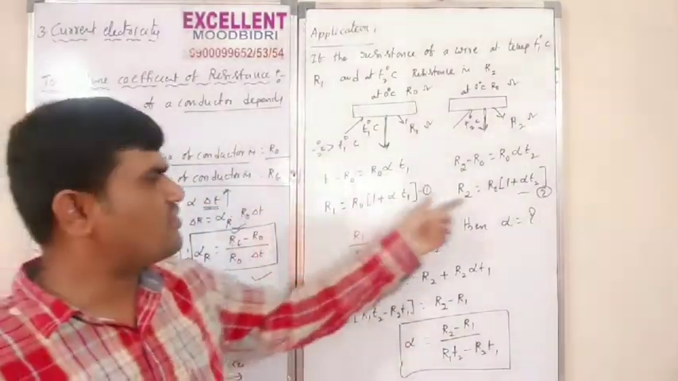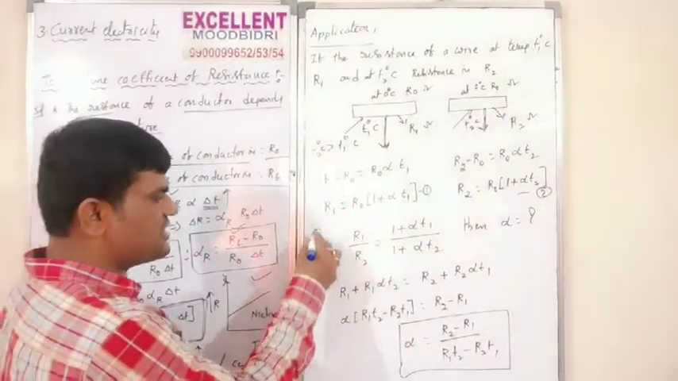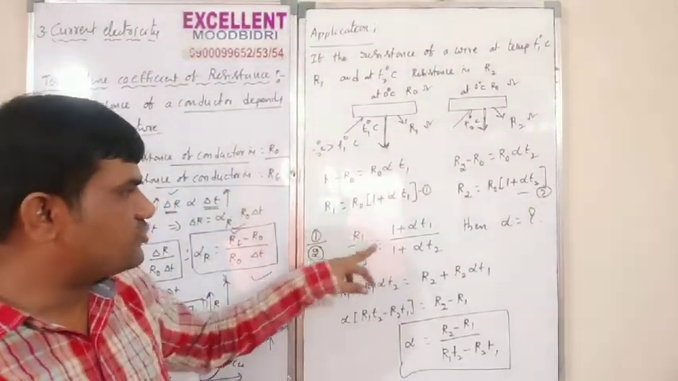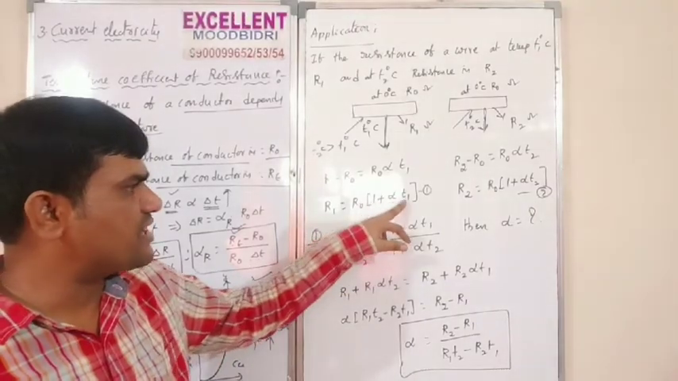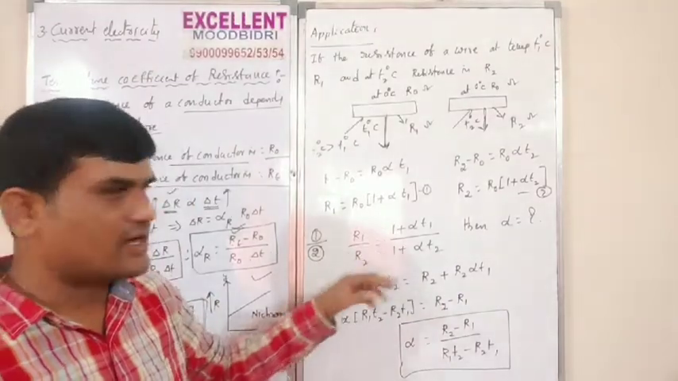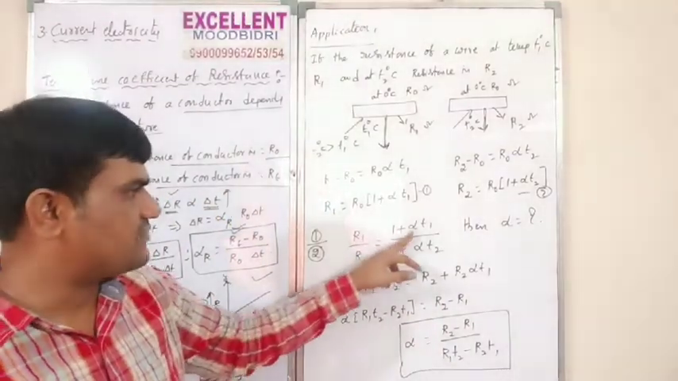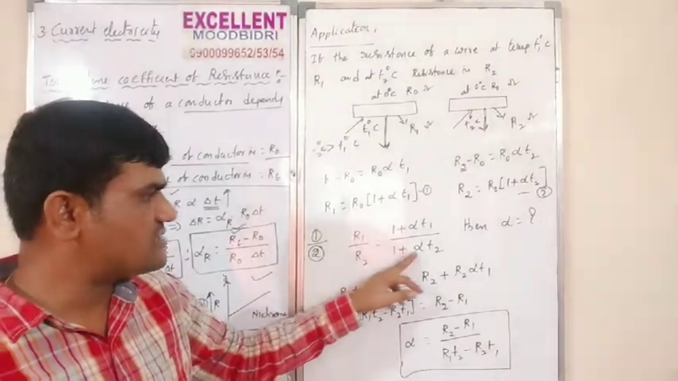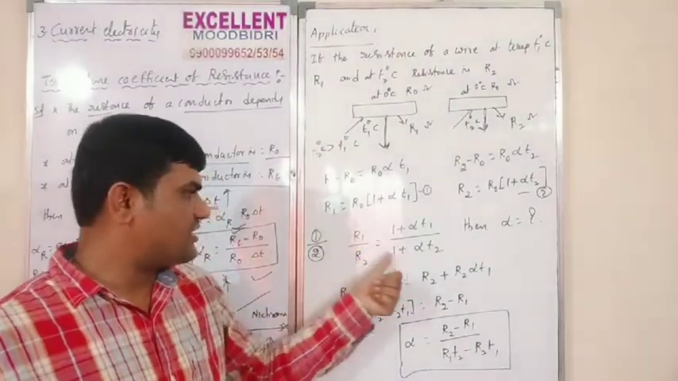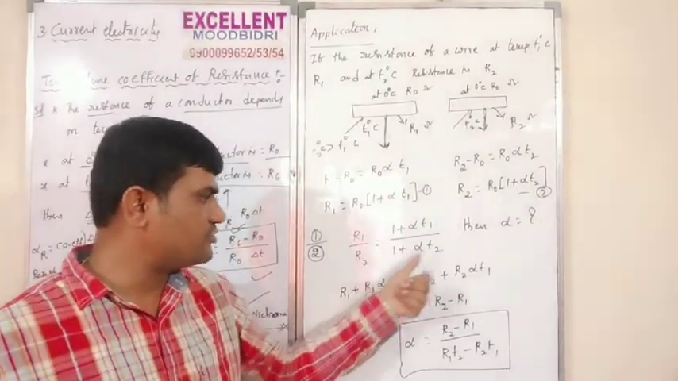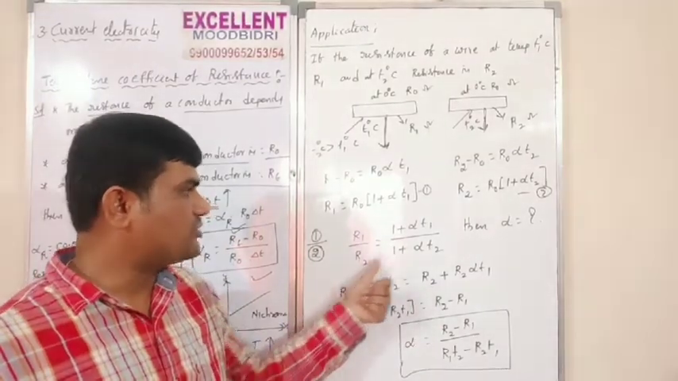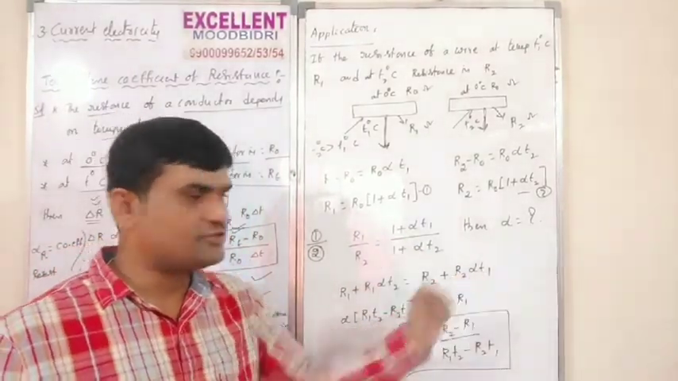Therefore, from equation 1 and 2, we will do equation number 1 divided by equation number 2. So R1 by R2 is equal to R0 into 1 plus alpha into T1 divided by R0 into 1 plus alpha into T2. So R0 gets cancelled. So 1 plus alpha T1 divided by 1 plus alpha T2. Then do cross multiplication. R1 into 1, R1. R1 into alpha into T2 is equal to R2 into 1, R2. R2 into alpha into T1.